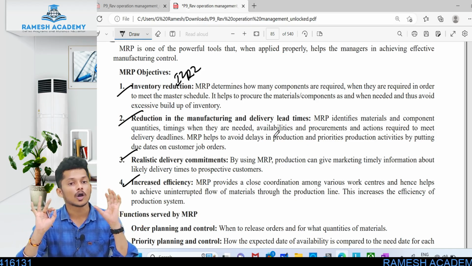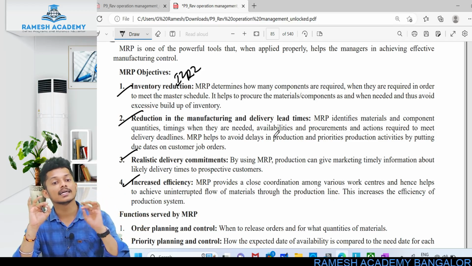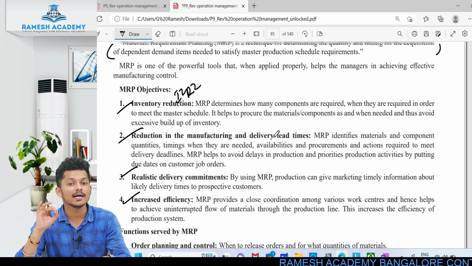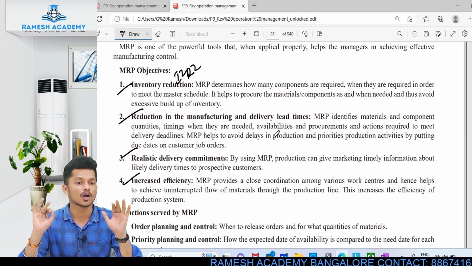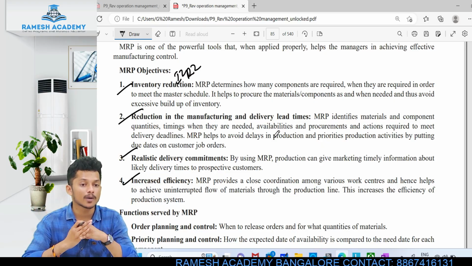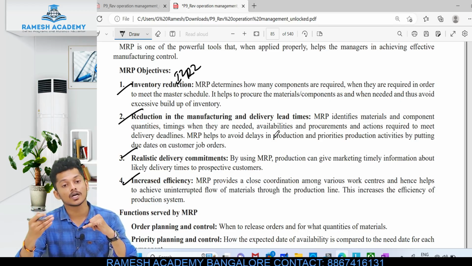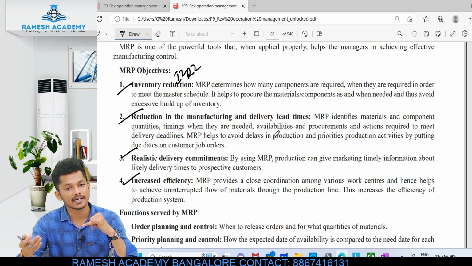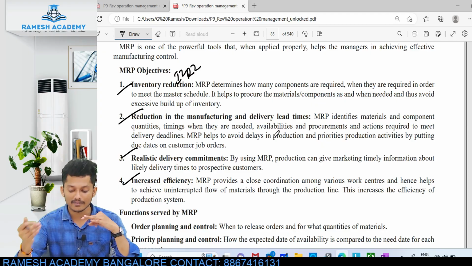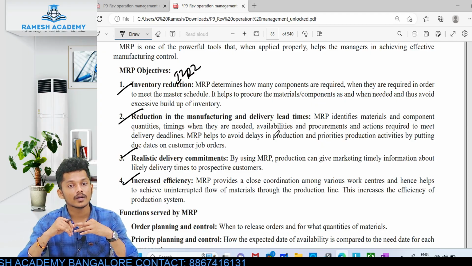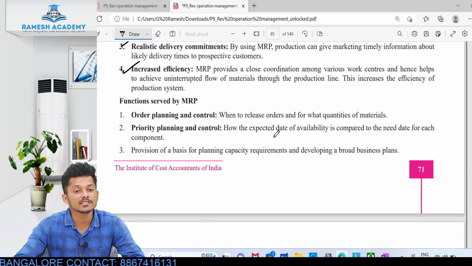Very good. Okay, objectives of MRP. First, material requirement planning is a technique to determine the quantity and timing to satisfy the master production schedule operations. Very good. MRP objectives are inventory reduction, because we know how many components are needed and when they are needed. Then increased efficiency, then realistic delivery commitments, and then reduction in the manufacturing and delivery lead time.